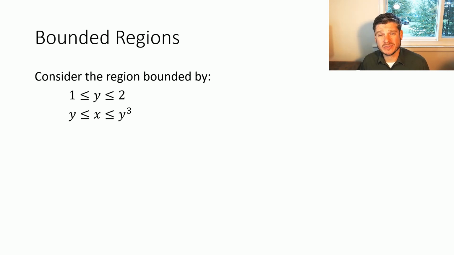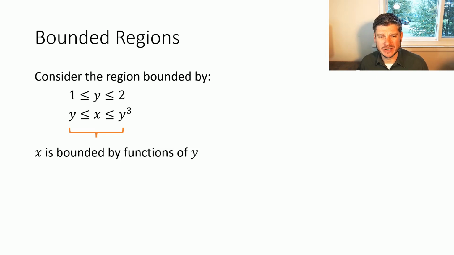Let's consider the region bounded by 1 less than or equal to y less than or equal to 2, and then y less than or equal to x less than or equal to y cubed. Now, wait a second. Look at that bottom inequality. In this case, x is now being bounded by functions of y, or we would write x equals f of y. Now, does this change anything? It changes the way we might look at it slightly, but really it's the same exact process. We just need to be careful.